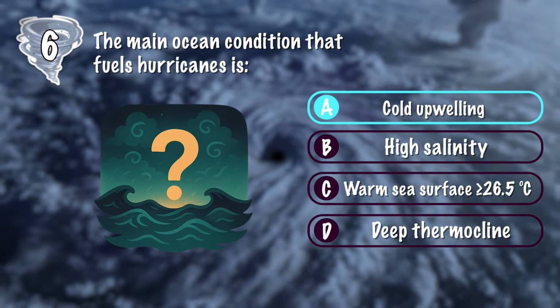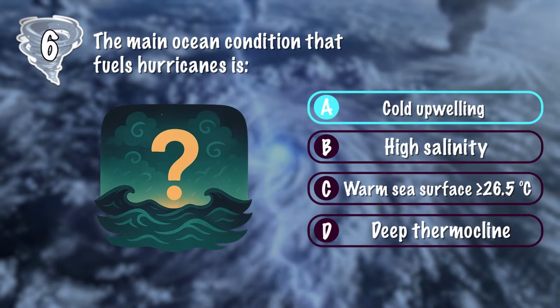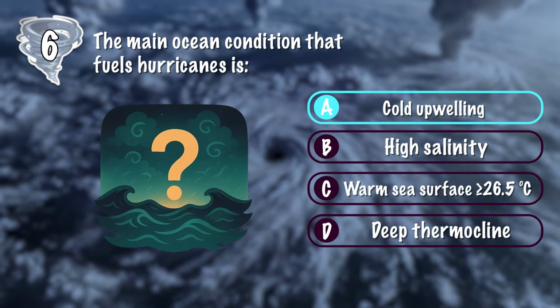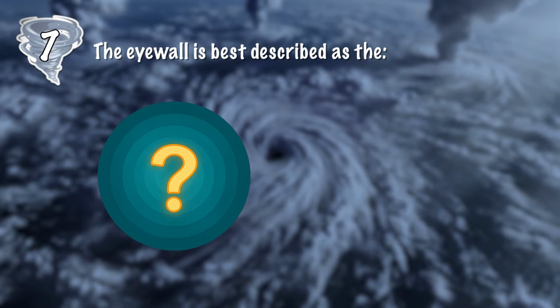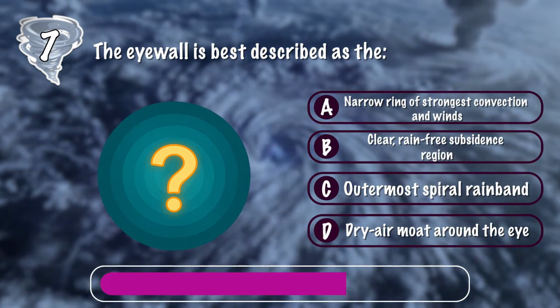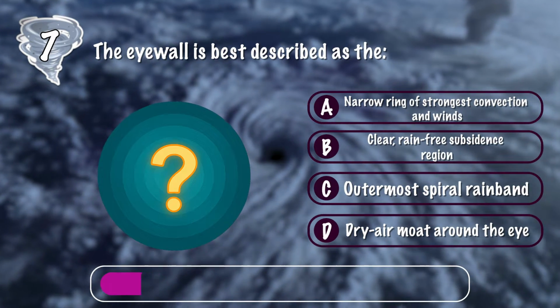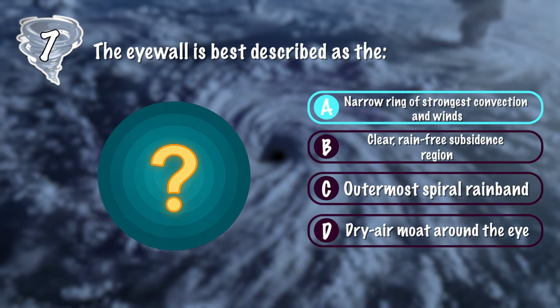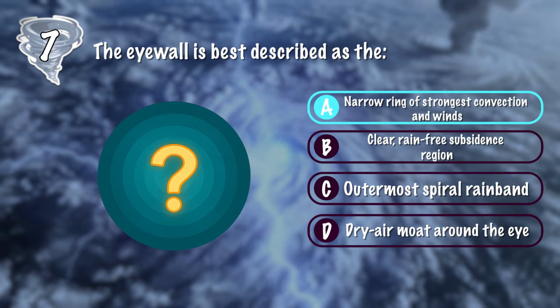correct answer A, warm sea surface greater than 26.5 degrees Celsius. The eyewall is best described as the correct answer D, narrow ring of strongest convection and winds.